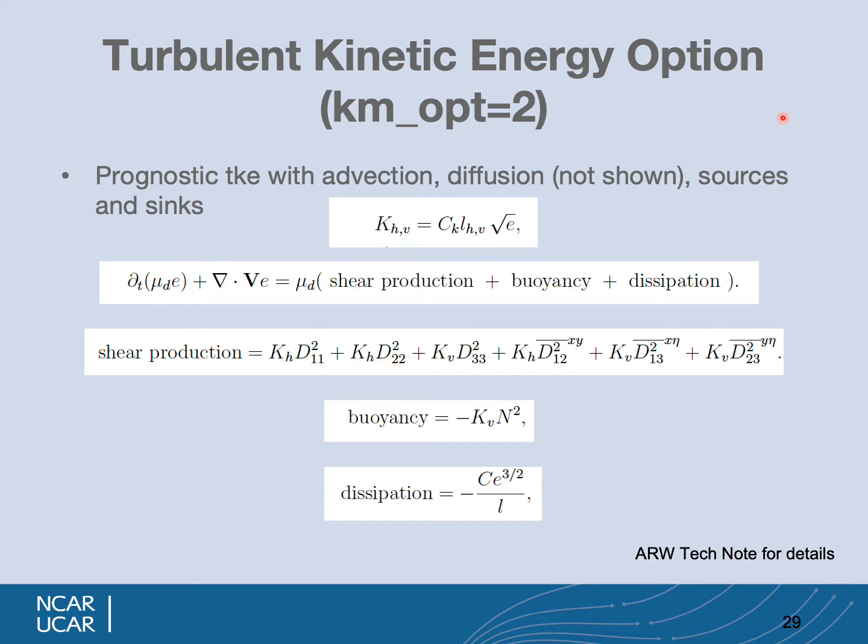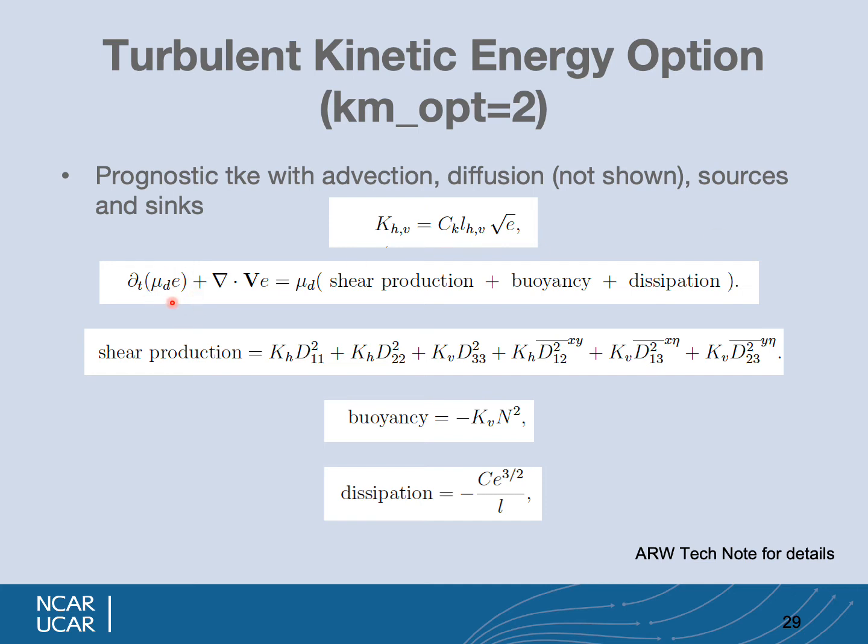This gives more detail on KMopt equals 2, which is the TKE option for running the LES. So in this we get a prognostic TKE equation with advection, diffusion, not shown, and sources and sinks. K, as I mentioned before, is computed from the square root of the TKE, a length scale, and a constant coefficient. So the TKE equation generally looks like this.